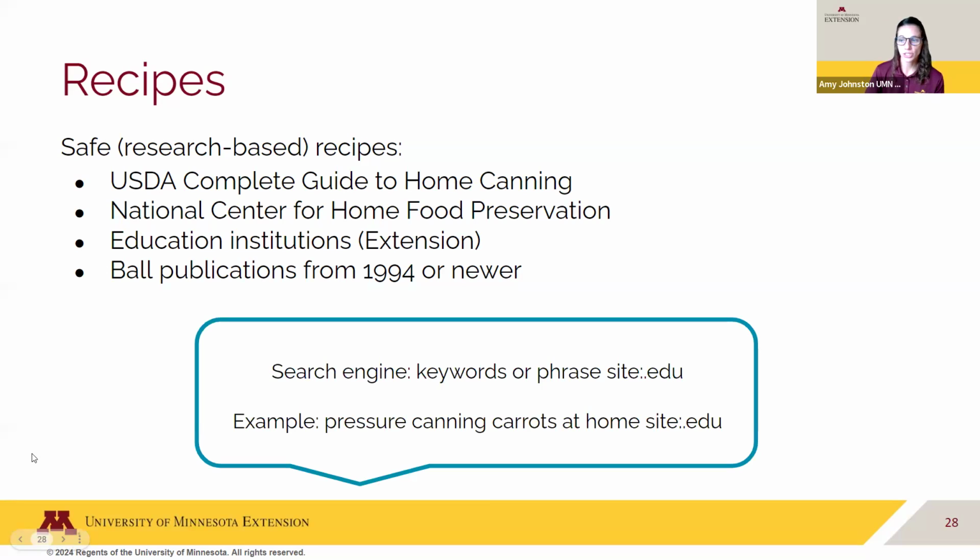When you are searching online, to really refine your searches, so this would take out any of those blogs or Pinterest, things like that, in your search engine, you can type in your keyword or phrase followed by site:/.edu. So for example, you could search pressure canning carrots at home site:/.edu, and that's only going to bring up resources that are from educational institutions.